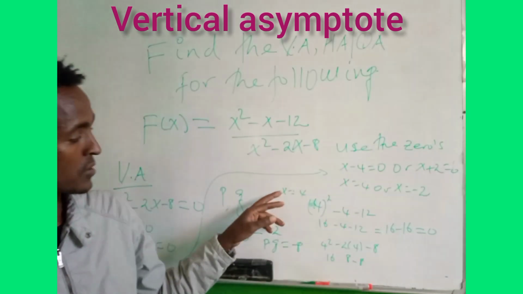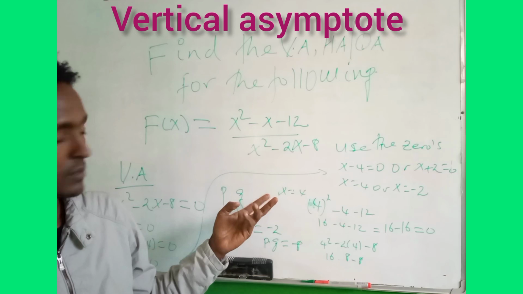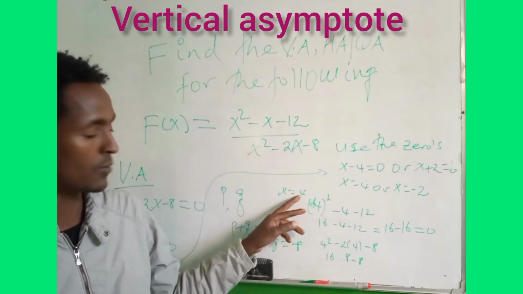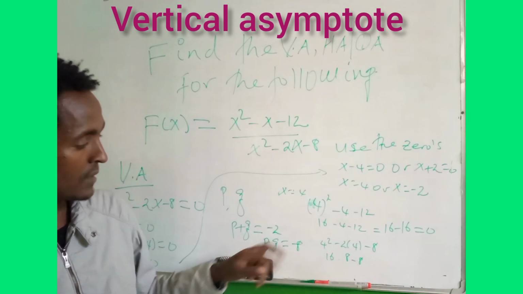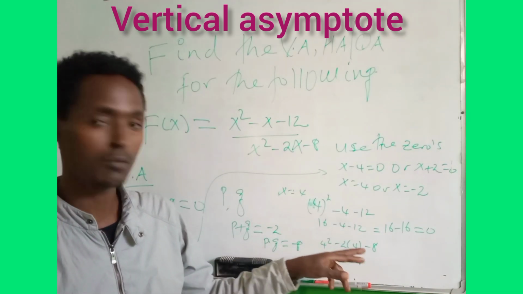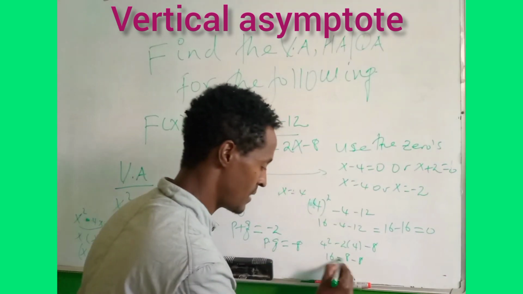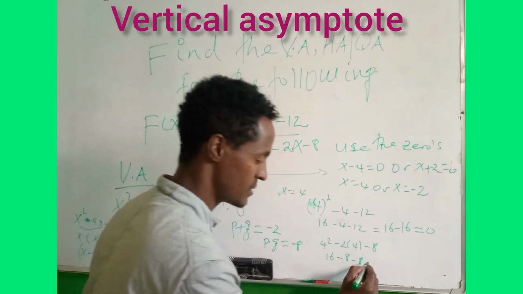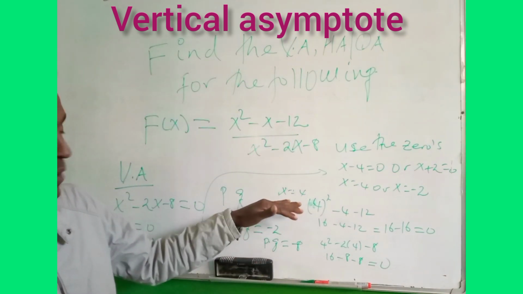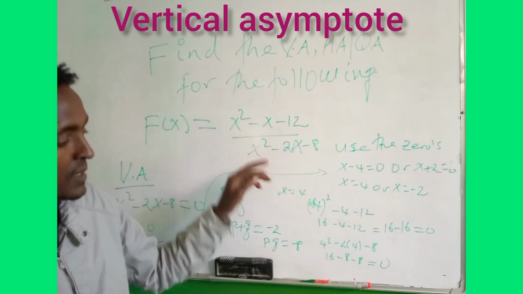So I have to insert this number into the denominator again. So what is our denominator? The denominator is x squared minus 2x minus 8. So when we insert x is equal to 4 into the denominator, it will become 4 squared minus 2 times 4 minus 8. And this will become 16 minus 8 minus 8, which is 0. So x is equal to 4 makes the numerator and the denominator 0.